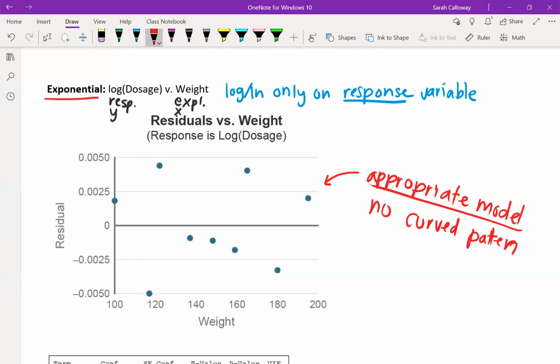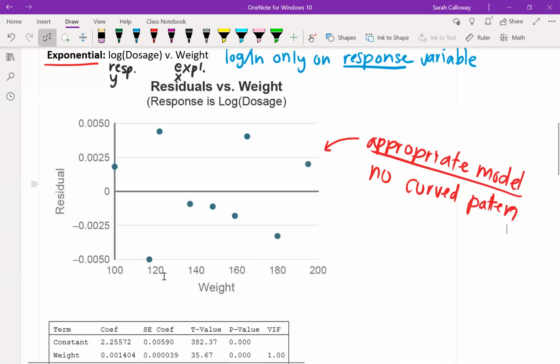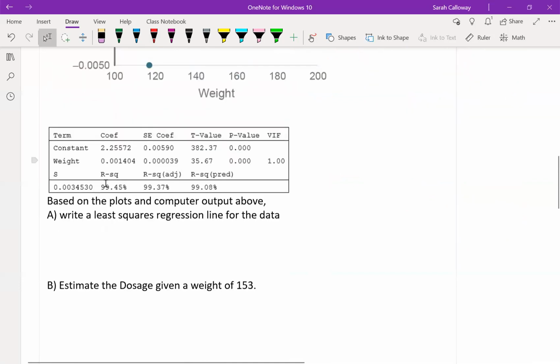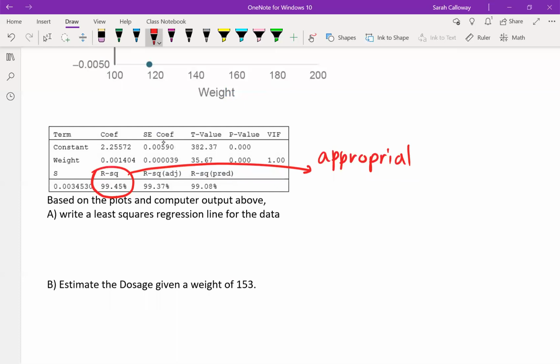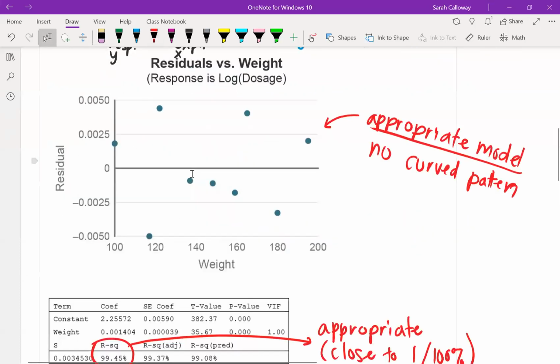Another way that I can tell that a model is appropriate is by looking at the computer output. This problem also gives me computer output. Remember that the r² value is going to tell me whether something is an appropriate model. This percentage tells me that my model is appropriate, because 99.45 is very close to 100%. That's telling me that I have a good model in that exponential data because I have the log of just my response variable.